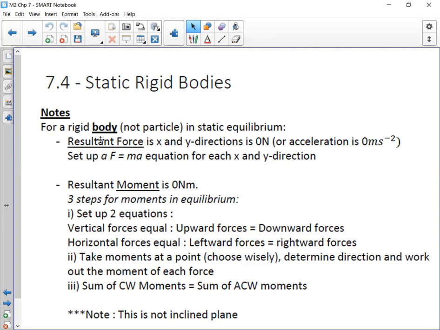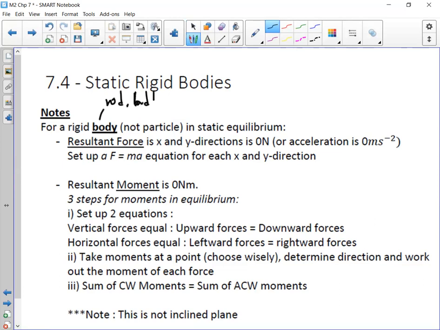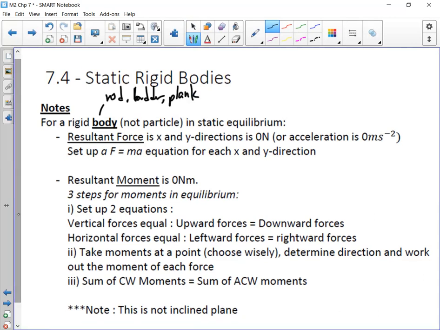Anyway, for a rigid body, not a particle, body means a rod. So you might want to write this down: a rod, a ladder. You will see later in this example a lot of similar things. So a rod, a ladder, or something like a plank. These are called bodies, right? It could be human bodies as well, but let's not go into that field. We're talking about mechanics here. Just a rod. It looks like a ladder. Anyway, a ladder is a ladder in static equilibrium.